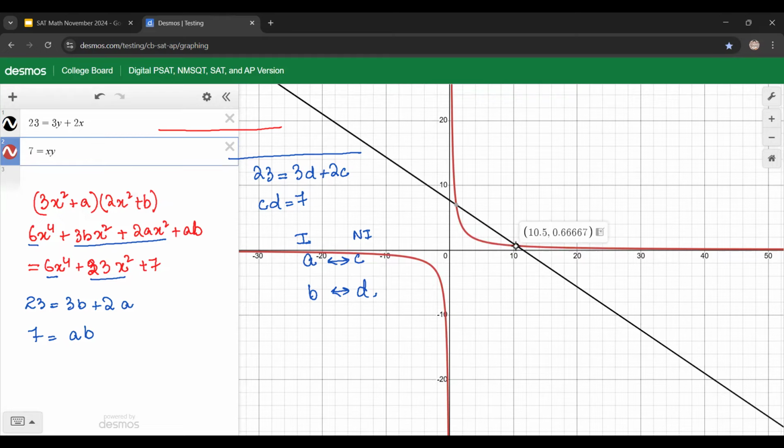One solution I have for A, I got A as 10.5 and B as 0.666. You can see that it's 2 over 3. 0.666 is 2 over 3. And the other point is this 1, 7. B is 7, sorry.